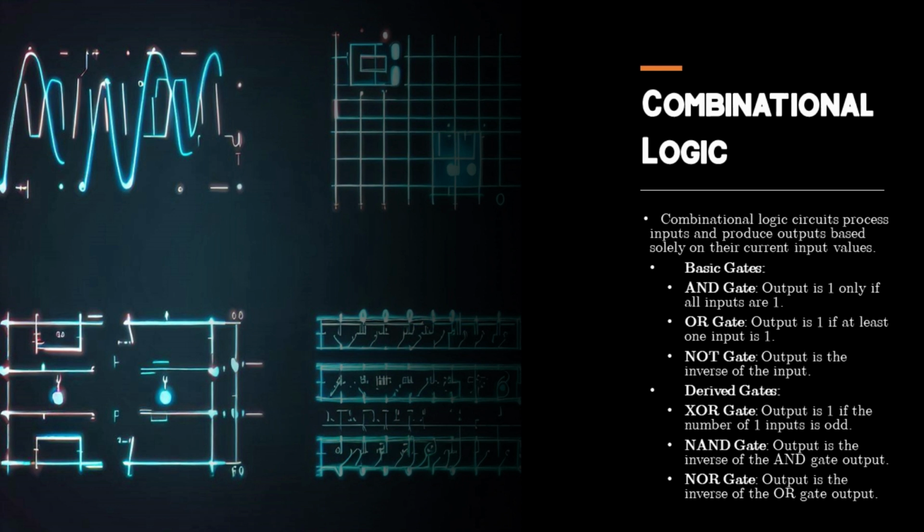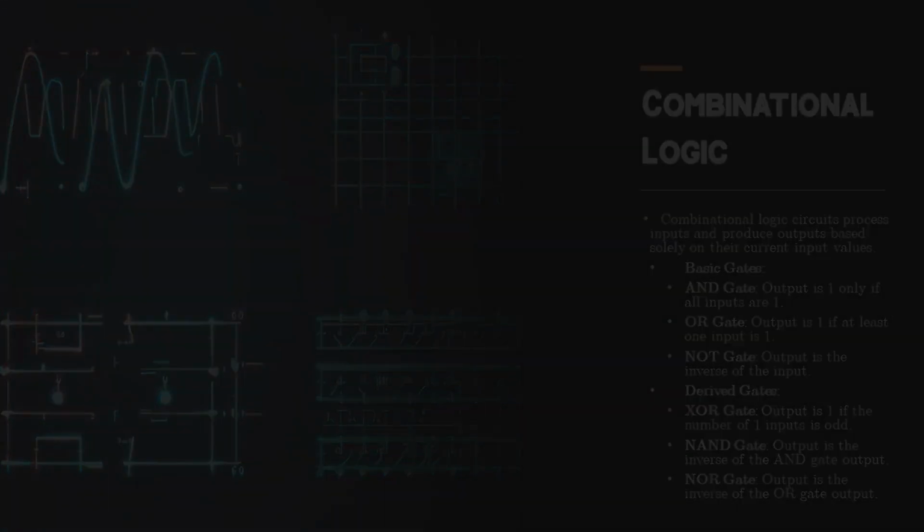The XOR gate outputs 1 if the number of ones in its inputs is odd. It represents exclusive OR. The NAND gate outputs the inverse of the AND gate's output. It represents a combination of NOT and AND operations. The NOR gate outputs the inverse of the OR gate's output. It represents a combination of NOT and OR operations. These derived gates expand the functionality of digital circuits and are widely used in various applications.